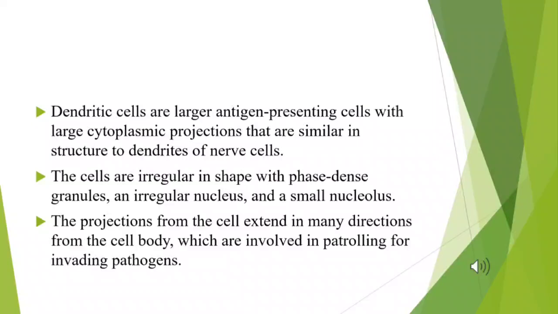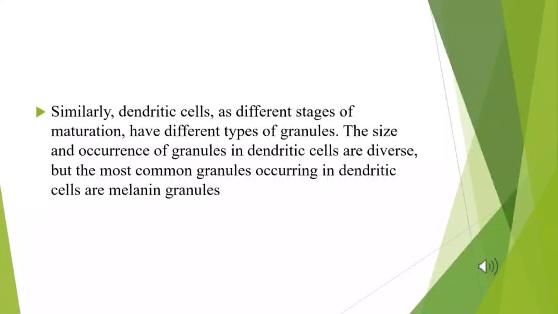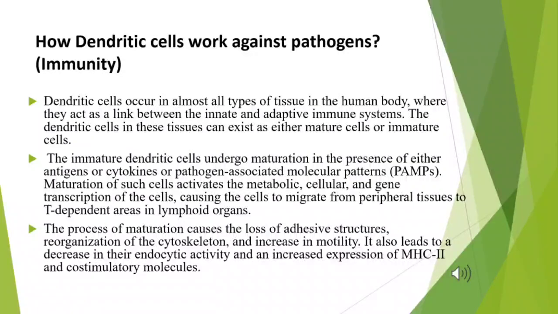The cells are irregular in shape with basophilic dense granules, an irregular nucleus, and also a small nucleolus. The projections from the cell extend in many directions from the cell body, which are involved in patrolling for invading pathogens. And similarly, dendritic cells at different stages of maturation have different types of granules. The size and occurrence of granules in dendritic cells are diverse, but the most common granules occurring in dendritic cells are melanin granules.